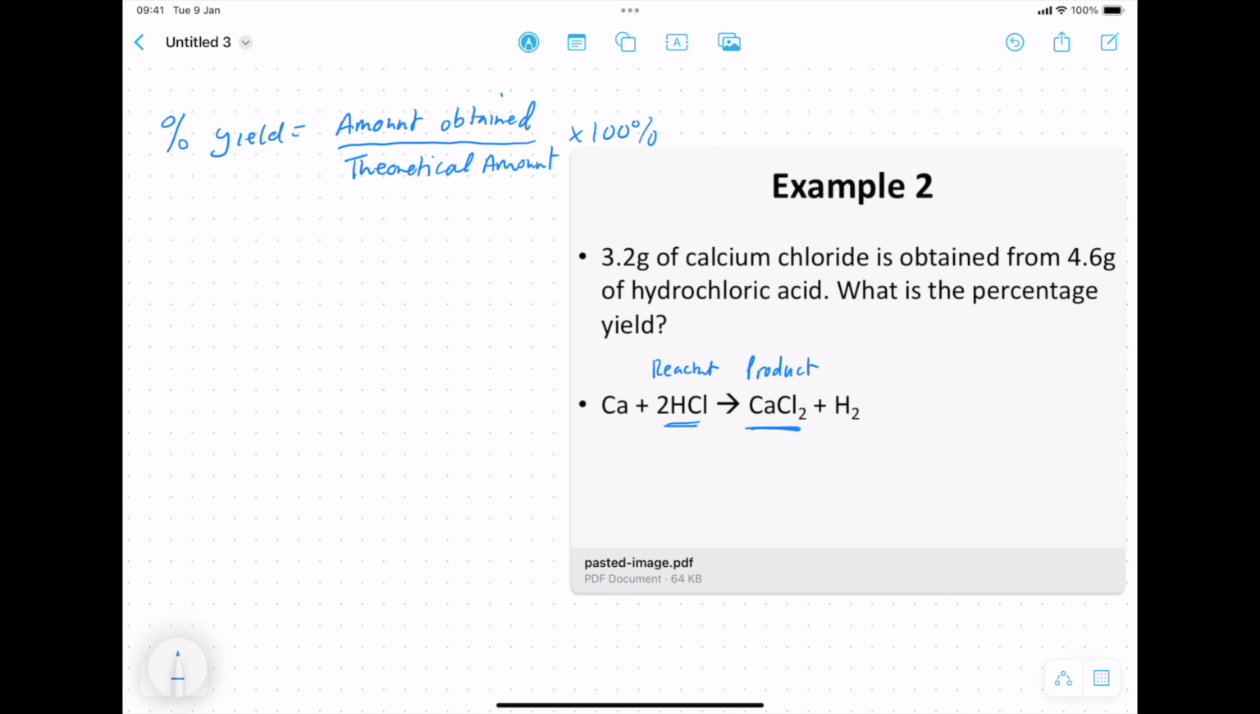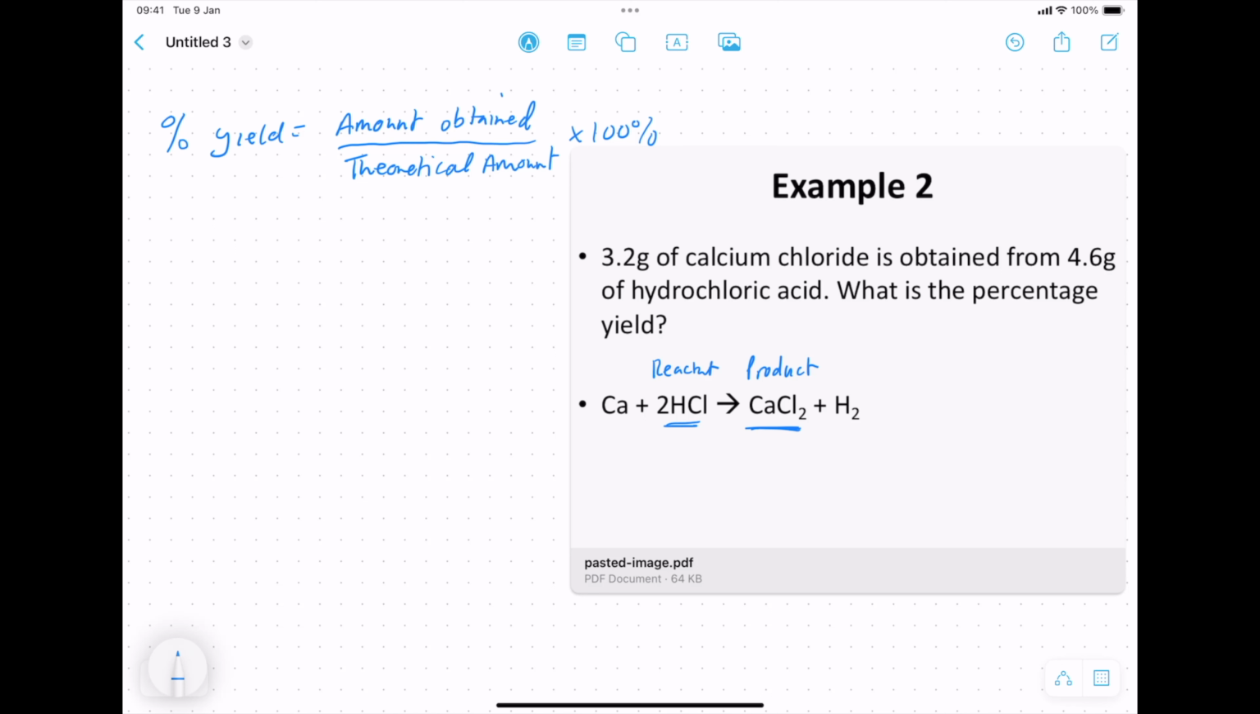So the theoretical amount is the amount of product you would obtain in an experiment in a perfect situation, an ideal world where everything goes right. There are no impurities in the reactant. There are no losses of product in the purification process, but everyday experience says that never happens. It's rare that you get 100% yield. So the amount you obtain is usually less than the theoretical amount. And that's what we're trying to work out. What is that as a percentage?